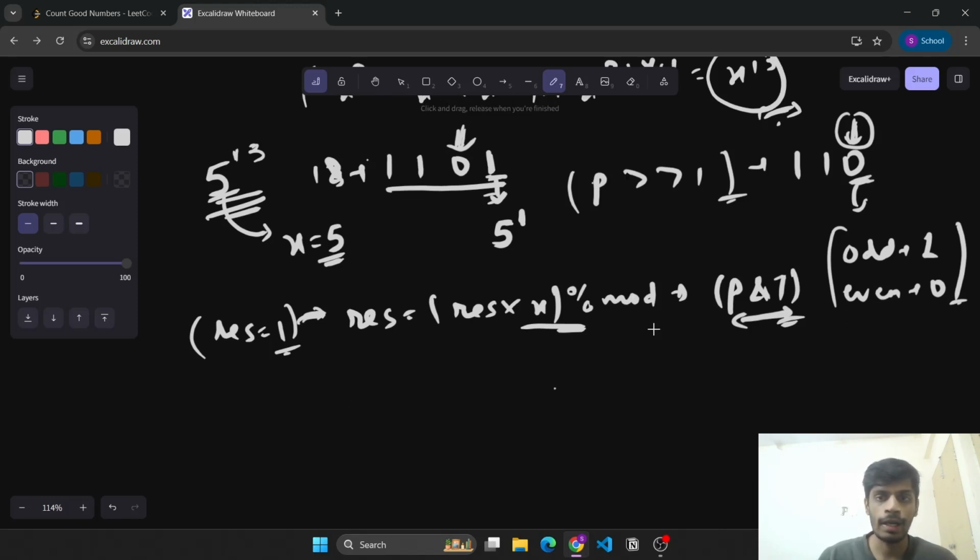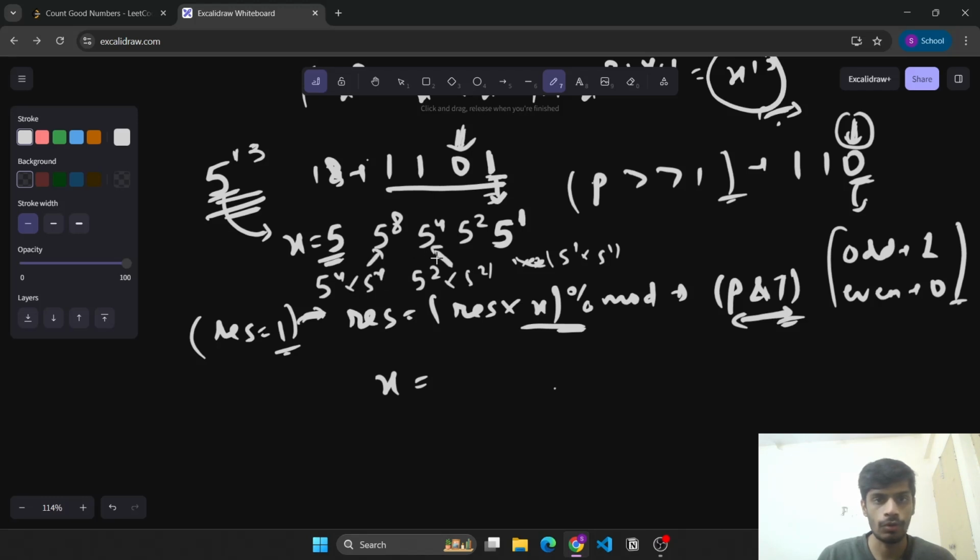Now at each step, here it represents 5 to the power 1, here it represents 5 to the power 2, here it represents 5 to the power 4, here it represents 5 to the power 8. So at each step we will be updating x with its double. From 1 it went to 1 into 2, means 5 to the power 1 into 5 to the power 1. Then from 2 it went to 5 to the power 2 into 5 to the power 2. Right? And from 4 it went to 5 to the power 4 into 5 to the power 4. Then we got 5 to the power 8.